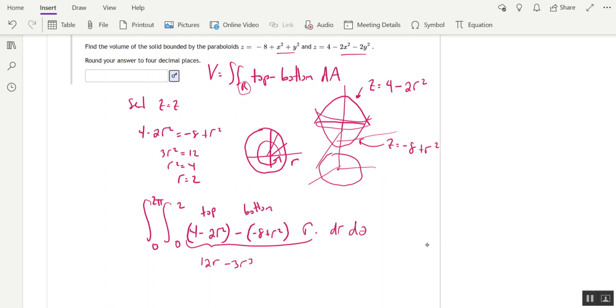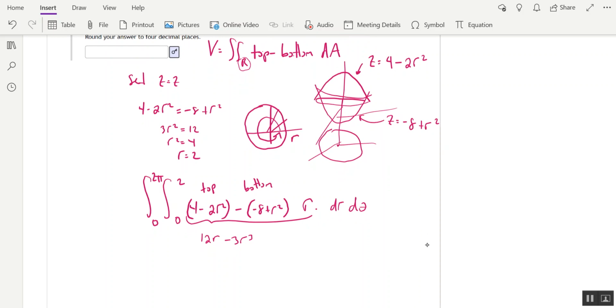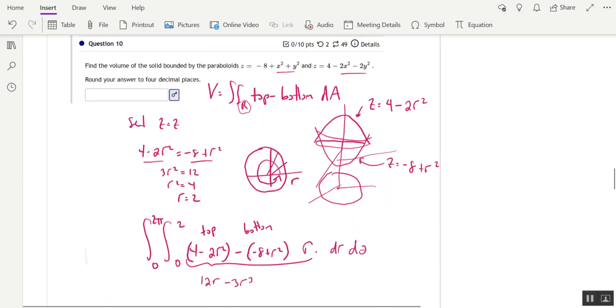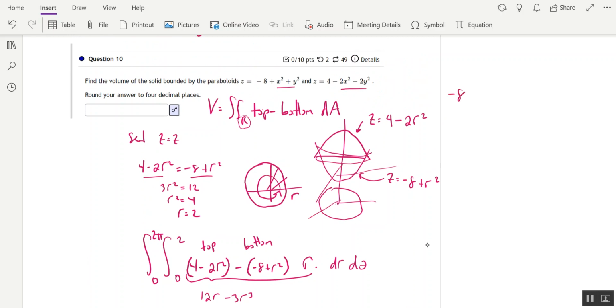So that's what you're integrating. If you were setting this up in rectangular coordinates, this is exactly what you'd do. You'd set z equal to z, but instead of having polar, you'd go negative 8 plus x squared plus y squared equals 4 minus 2x squared minus 2y squared. And then you get x squared plus y squared equals, I'm adding 4. So again, that's a circle of radius 2.